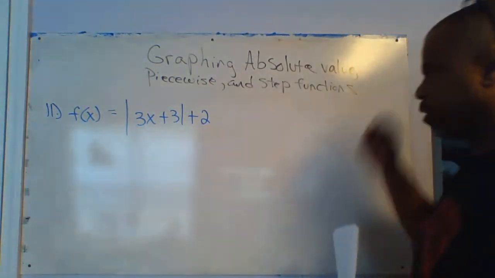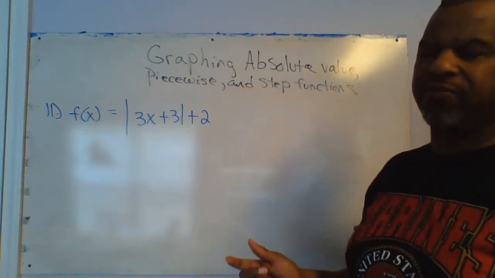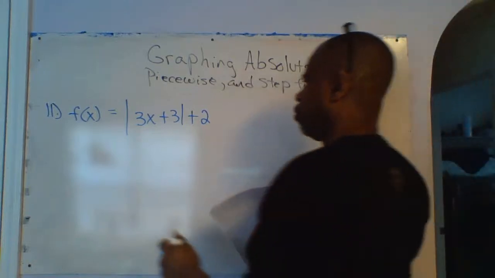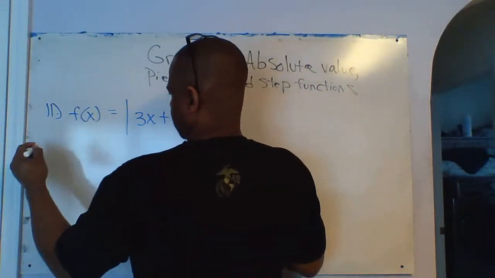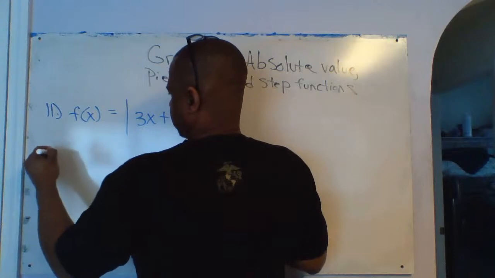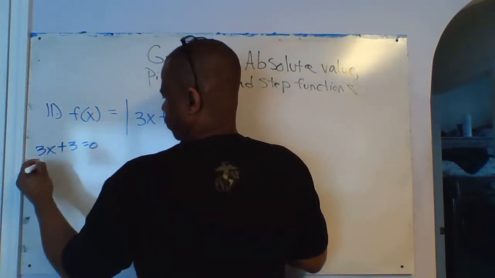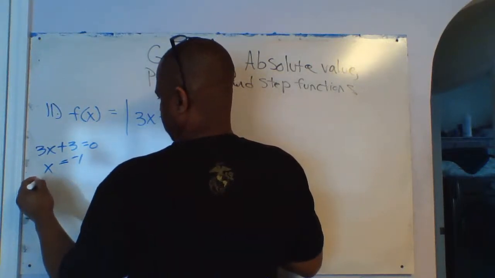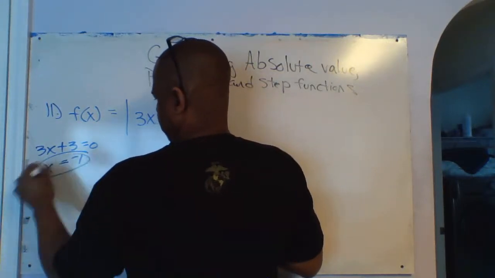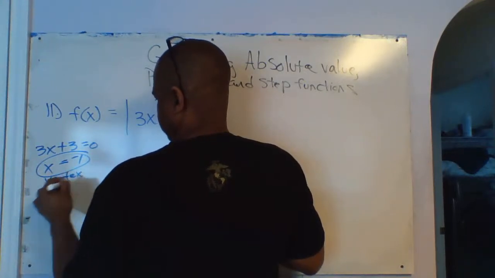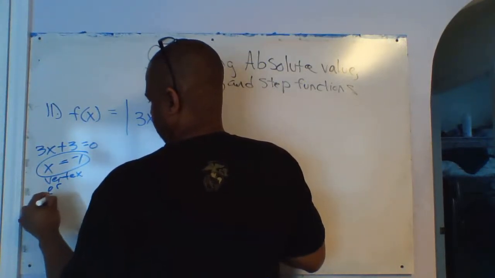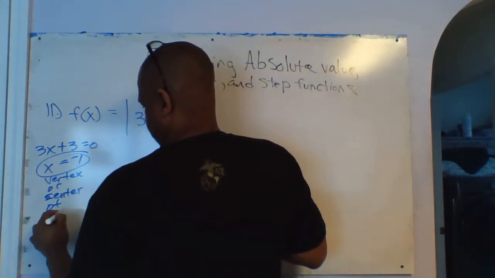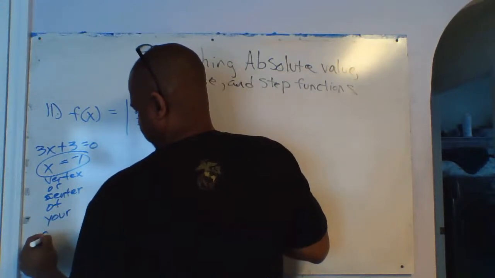So when you do an absolute value function, it has a vertex. So it has a center just like a quadratic function. What you want to do here is set this equal to 0. So you have 3x plus 3 equals 0. That's simply going to be x equals -1. So this right here is the vertex or center of your graph.